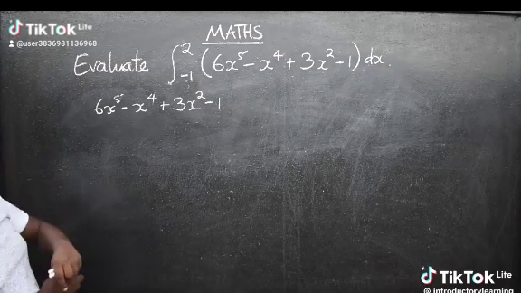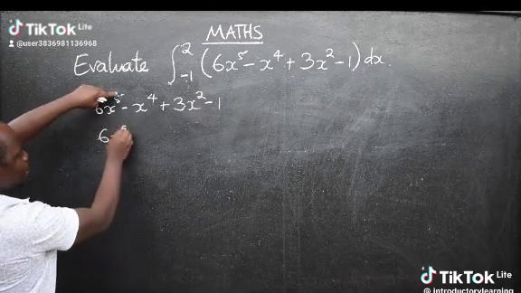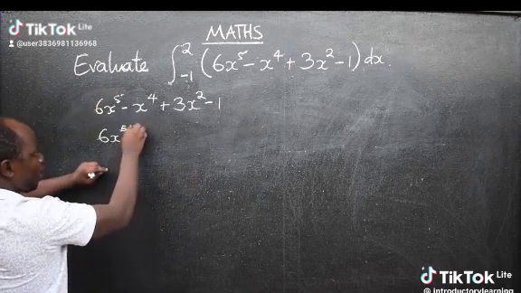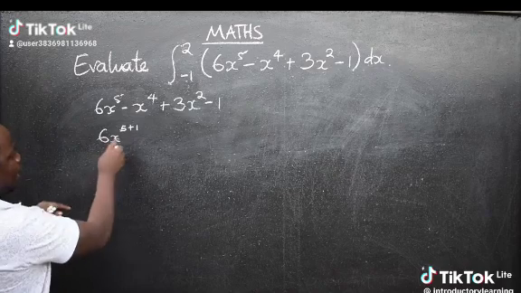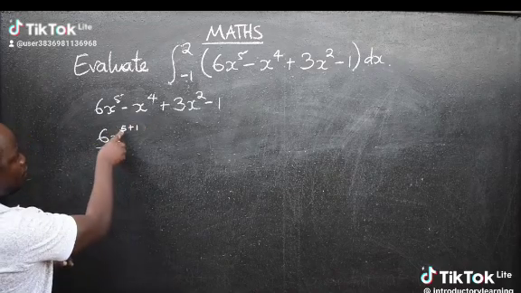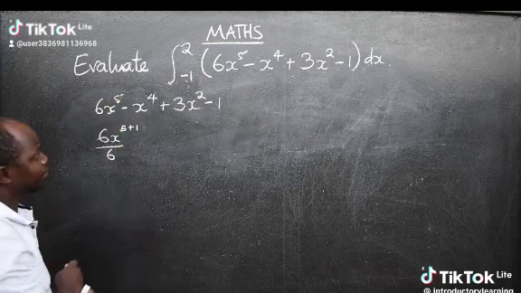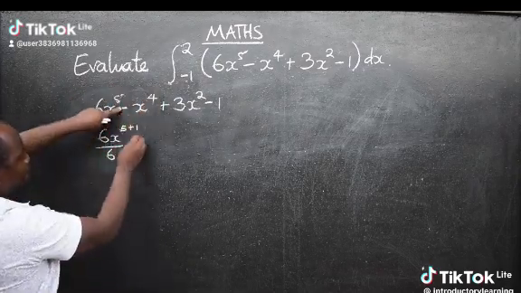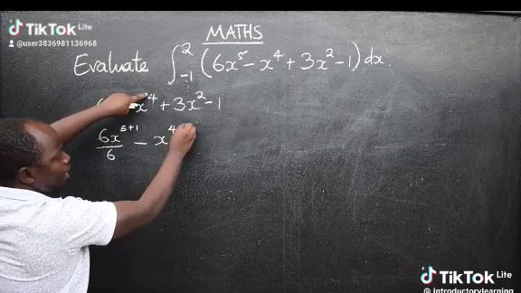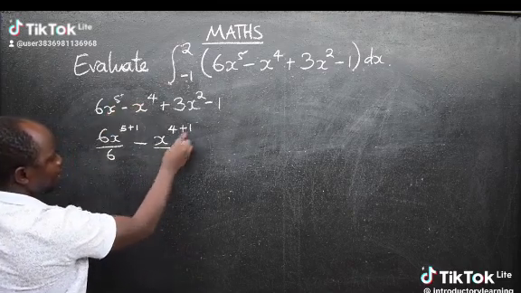We start with the first one. So we're going to say 6x to the power 5. When we are integrating, we add 1 to the powers. The result that you are going to have here, divide. So 5 plus 1 gives us 6. So we have integrated the first one. We go to the next part. Minus x to the power 4, add 1. The answer, divide. This plus this gives us 5.